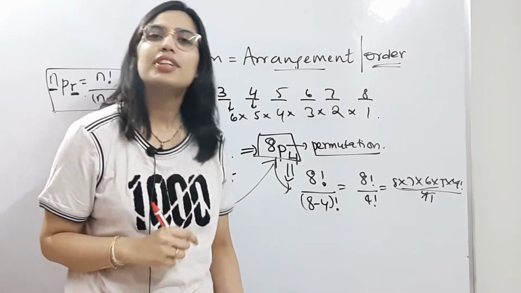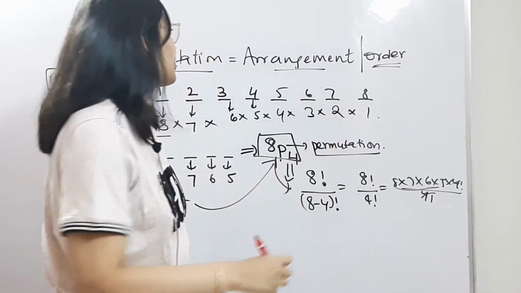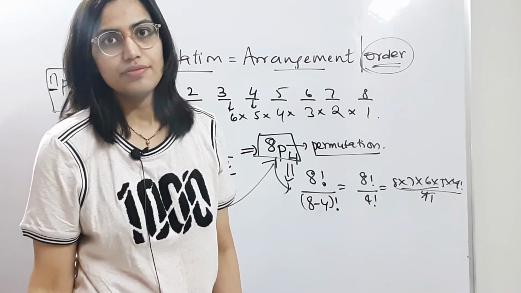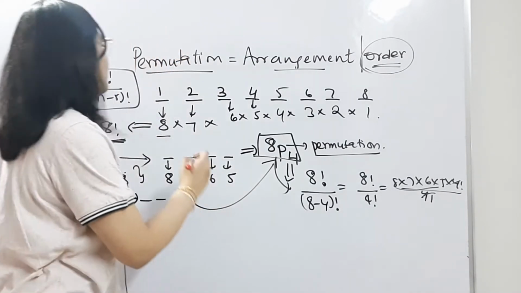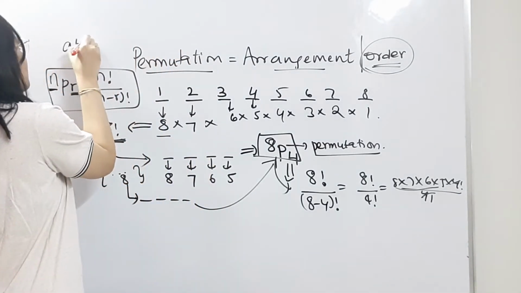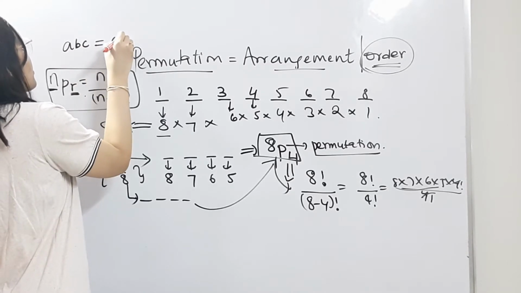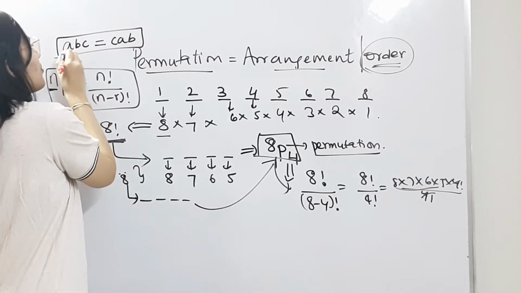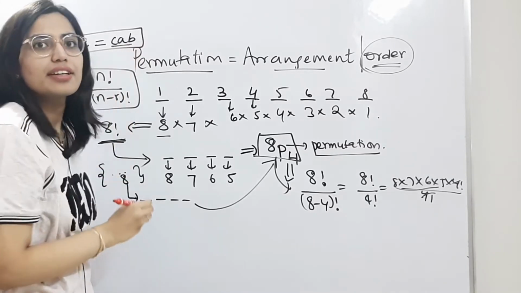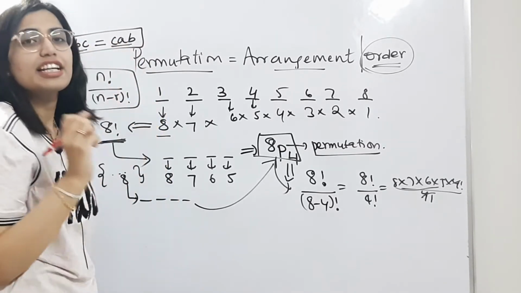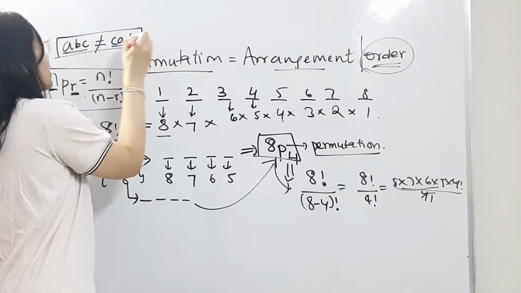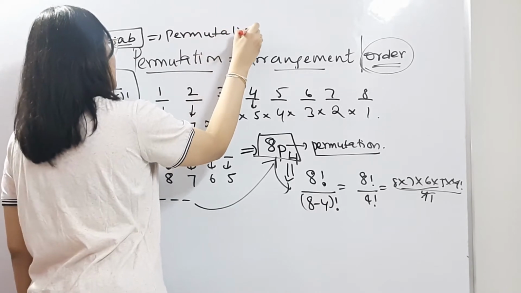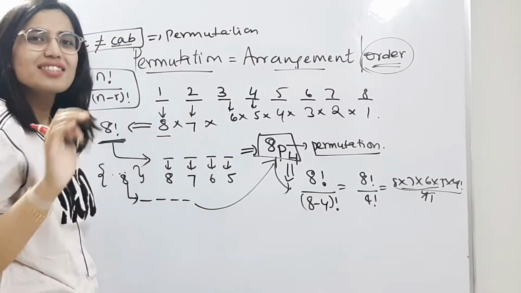Now what is a combination? In permutation, we have considered order as an important factor. That means order does matter. If I say that ABC is equal to CAB, then this is not a permutation because the order is different. We consider these two as different elements in permutation. But in combination, we will consider these two as the same.